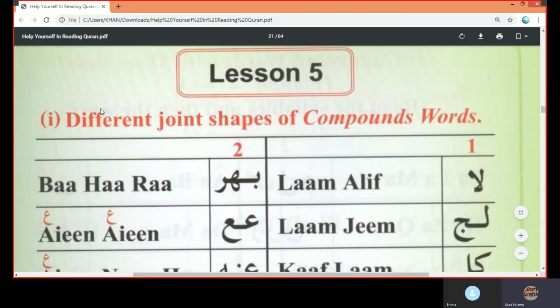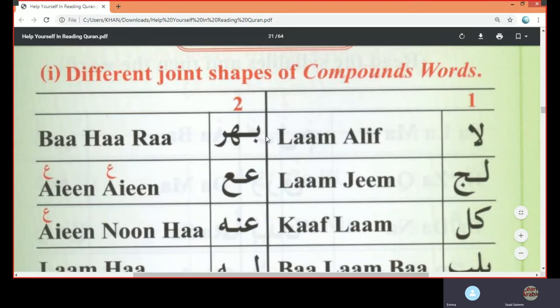Now lesson 5, different shapes, joint shapes of compound words. Noon, alif, ba, ha, ra. We just need the alphabet. Okay. So lam, alif, ba. Ha, ra, lam, jim, ayn, ayn, lam, kaf, lam, ayn, noon, ha.